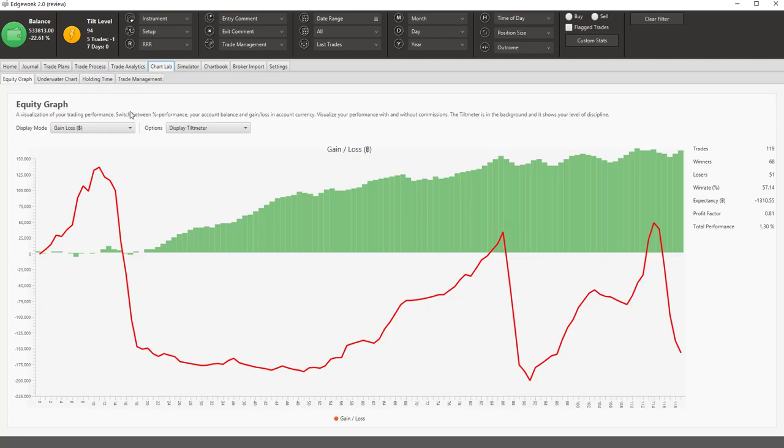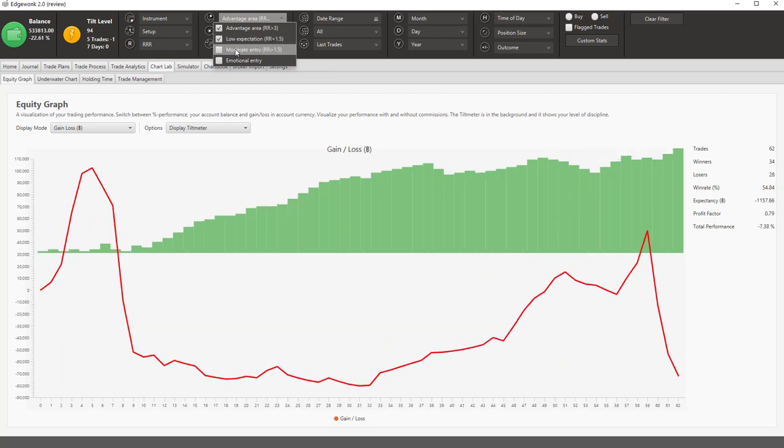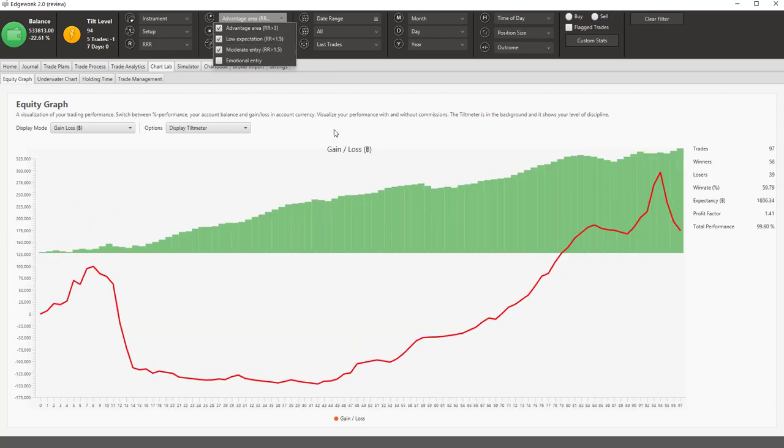Let's go to the chart lab and take a look at the entry comments. And let's look at all the trades except for the ones with emotional entries. And you can see that without emotional entries, the trader would have been very profitable, with an overall gain of 175,000, more than what he's currently down.